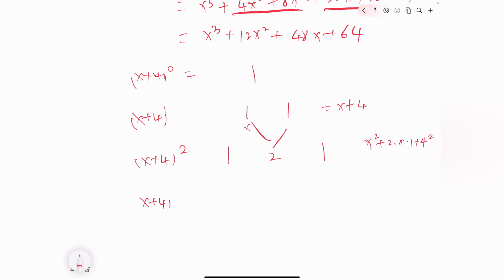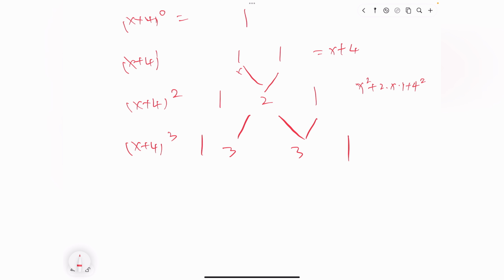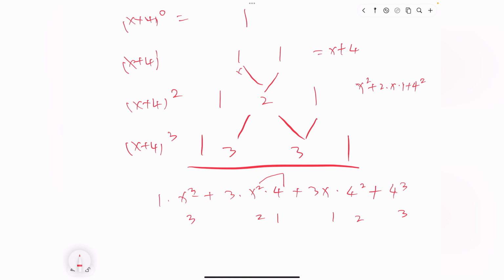And if we have cube, that's 1, 3, 3, 1. So that would be 1 times x cubed plus 3 times x squared times 4 plus 3x times 4 squared plus 4 cubed. So every time the sum of the powers equals 3. So this one is 3, this is 2, 1, this is 1, 2, this is 3. And this is just a coefficient.